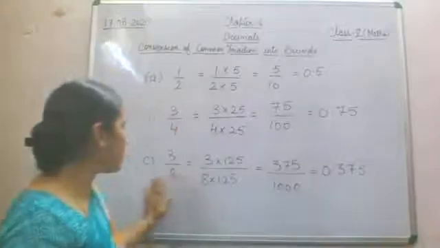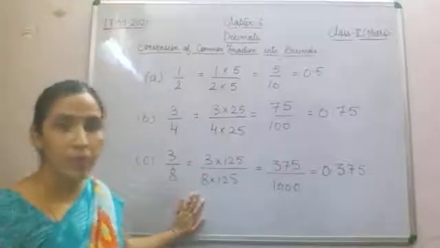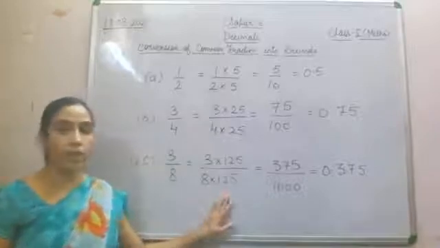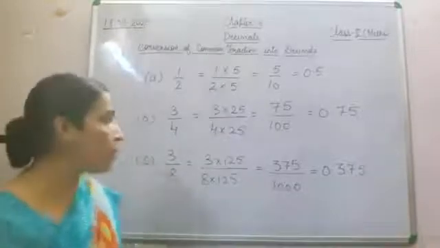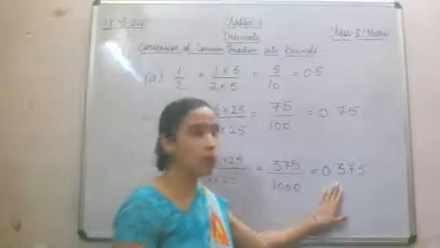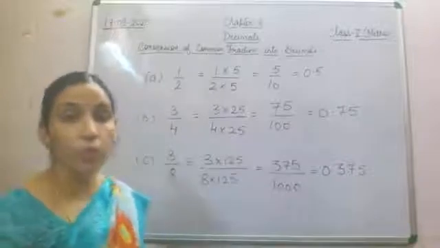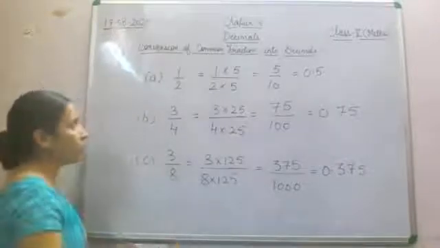Now C part is 3/8. Now 3 will be multiplied by 125, and in the denominator also 8 will be multiplied by 125. What we will get? 375 divided by 1000, and we will get 0.375 in the decimal form. So I hope this concept of how to change a common fraction into decimal form is clear.